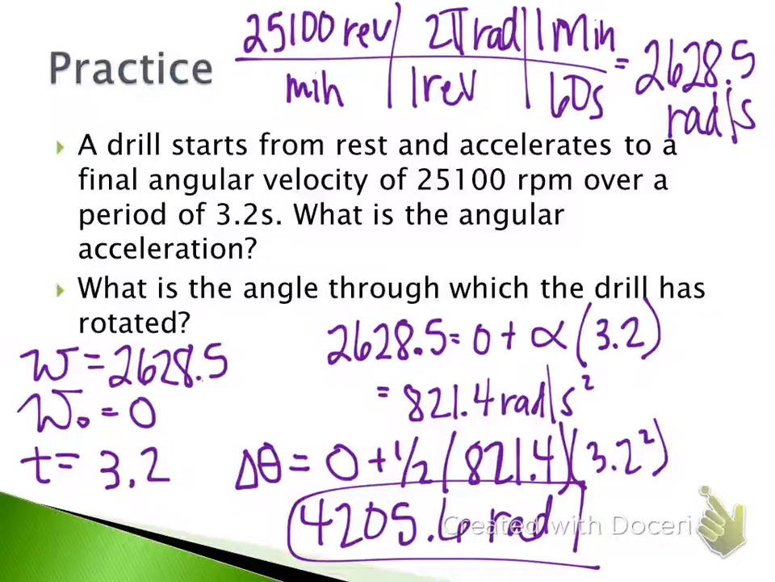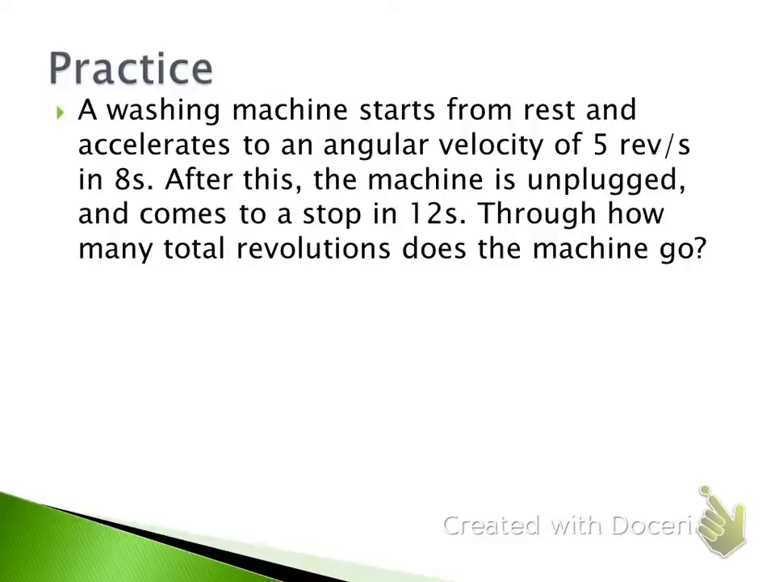How do you get revolutions? To go from radians to revolutions, we would divide by 2 pi, because one revolution equals 2 pi radians. All right, let's try this last one on your own.